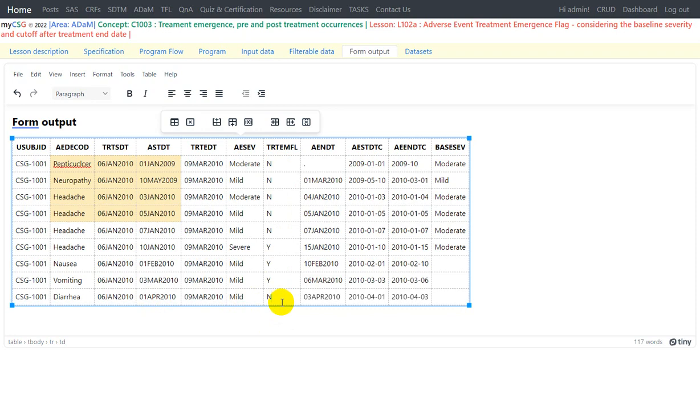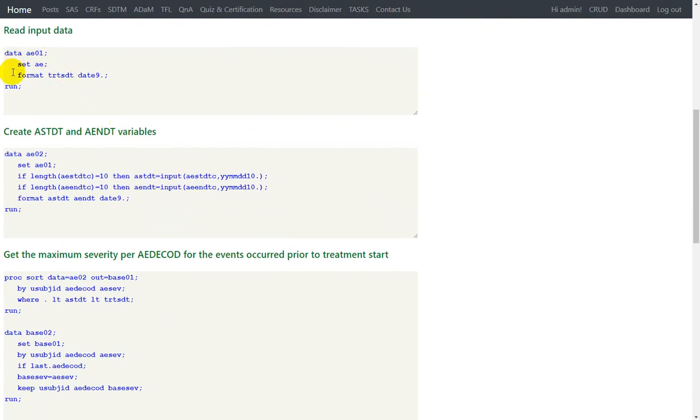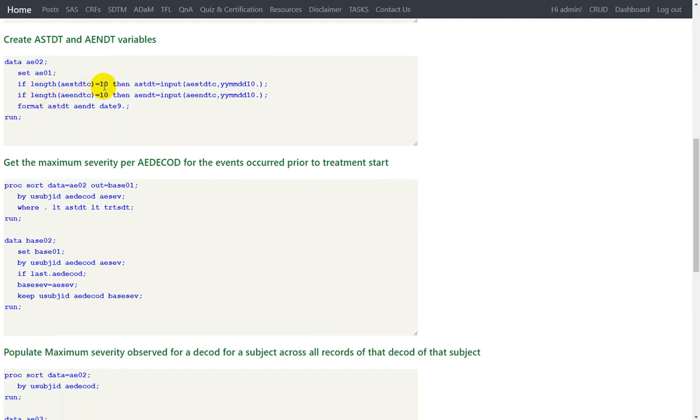So now let us take a look at the programming approach that is used to derive the treatment emergent flag for this lesson. A copy of SDTM AE is being created, and then ASTDT and AENDT are created by converting AESTDTC and AENDTC into numeric format using the input function and YYMMDD10. informat.